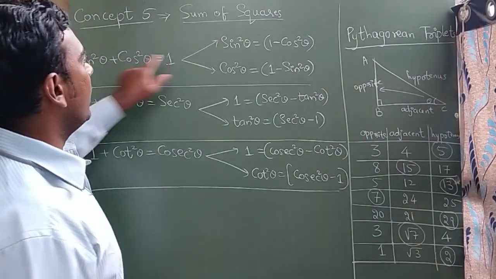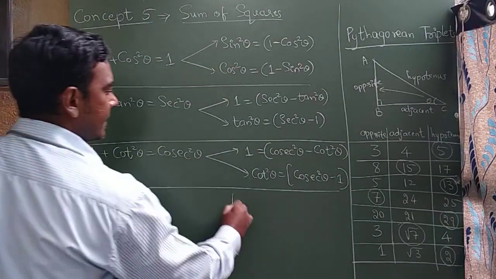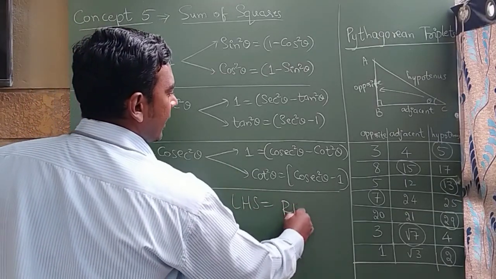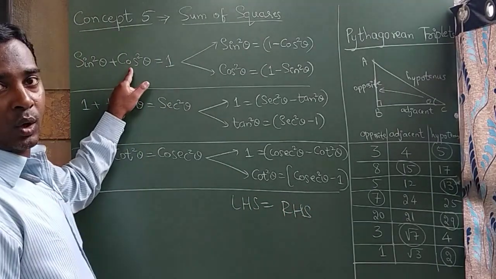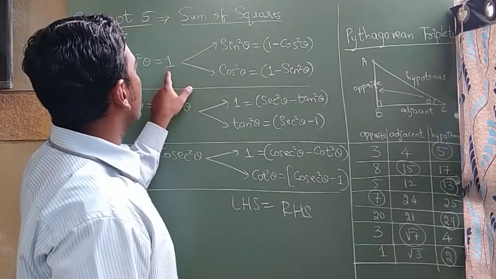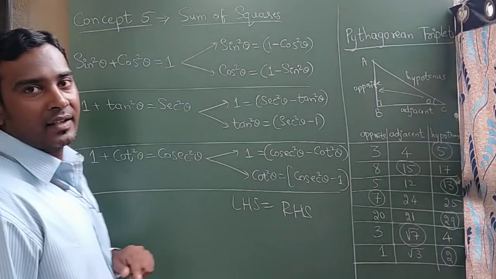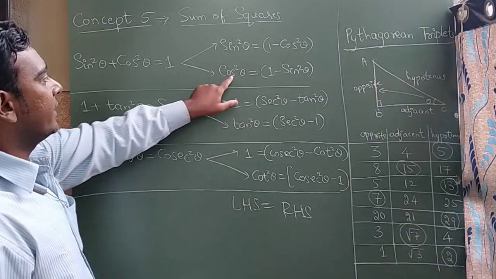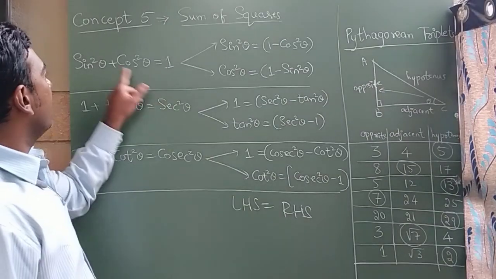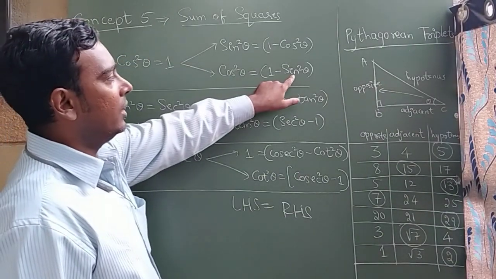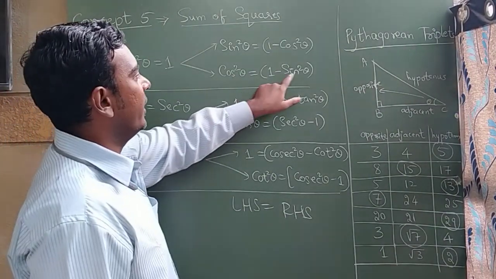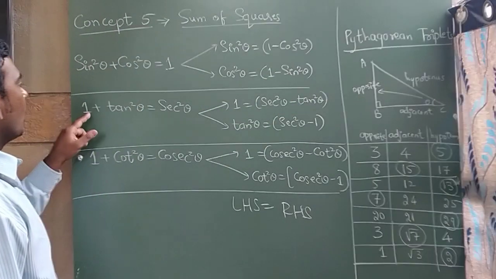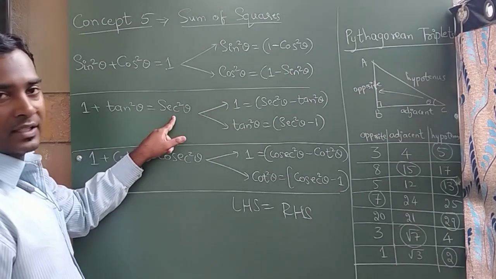Sine square I am keeping on the LHS part. This is the LHS part. And I am taking this cos square on the RHS. So sine square theta is 1 minus cos square theta. Now cos square theta I am keeping on the LHS part, and sine square I am taking on the right hand side. So it will become 1 minus sine square. Then 1 plus tan square is equal to secant square.